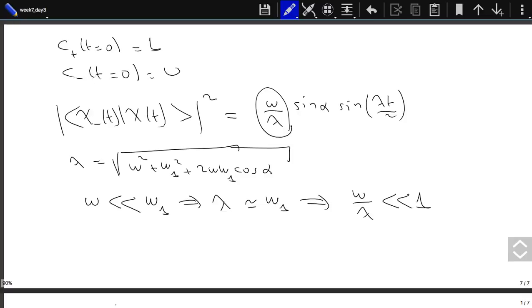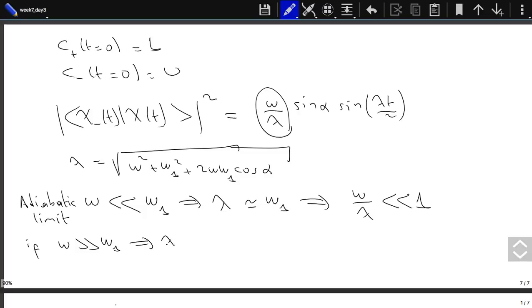So in the limit that the change happens very slowly, the transition probability is 0. And again, we see this over here. Well, we can also look at the other extreme. We didn't discuss the other extreme up to this point. I mean, there's not much to discuss. If this is the adiabatic limit, the other is if omega is much larger than omega 1, so it changes very fast.